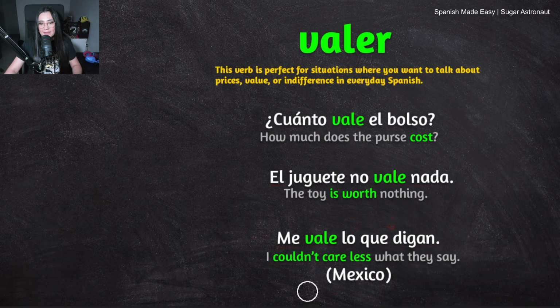This is a more advanced use of the verb valer, specifically in Mexico, but it's an interesting meaning and very commonly used in Mexico. Again, valer can mean to cost, to be worth, and also it can be a slang that means couldn't care less, or the opposite. It depends on the situation and what you want to express.